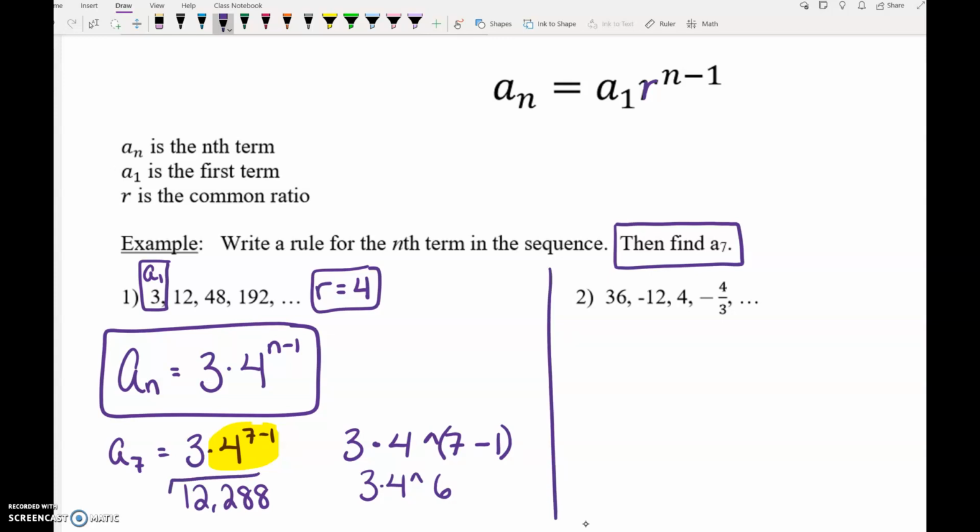All right, number 2. Our first term is 36. What is the common ratio? This one's a little interesting. How do you get from 36 to negative 12?